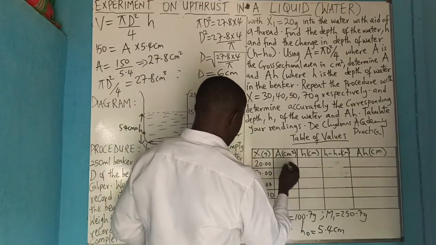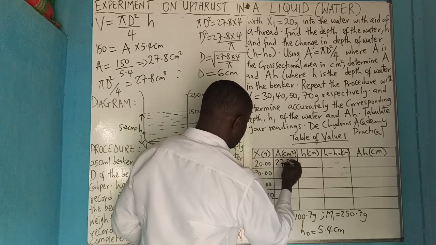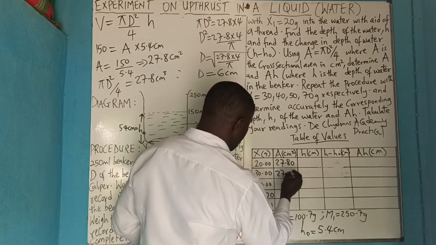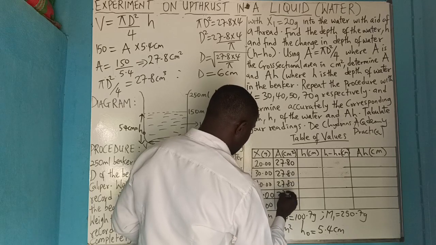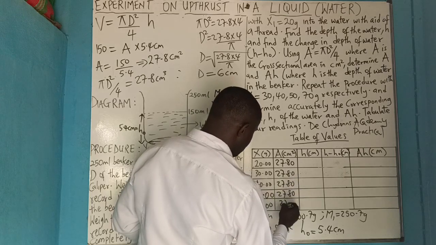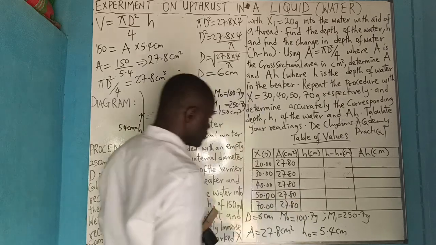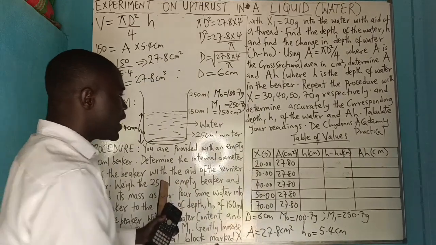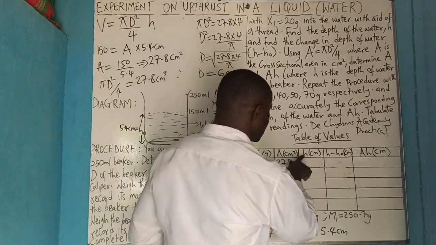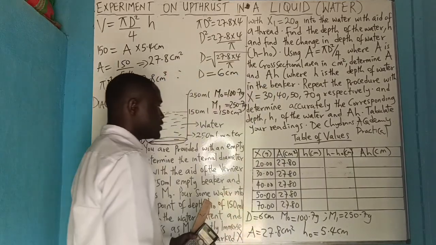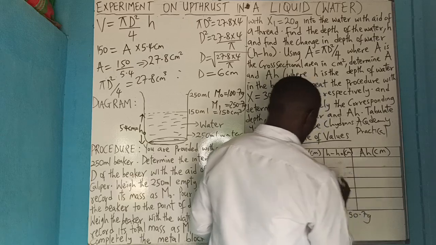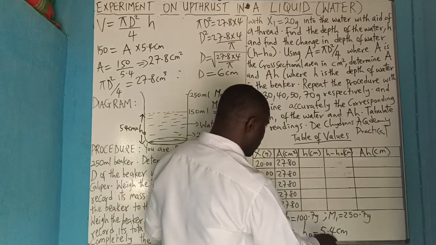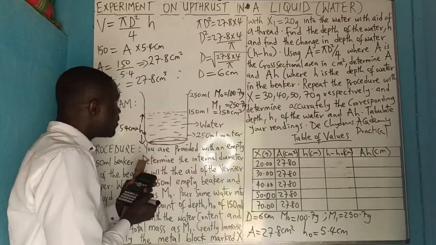We'll write it here. 27.80. Okay? Then the height, this is H. We have to look for it. Then our H0 is 5.4. We have to have it in our mind.